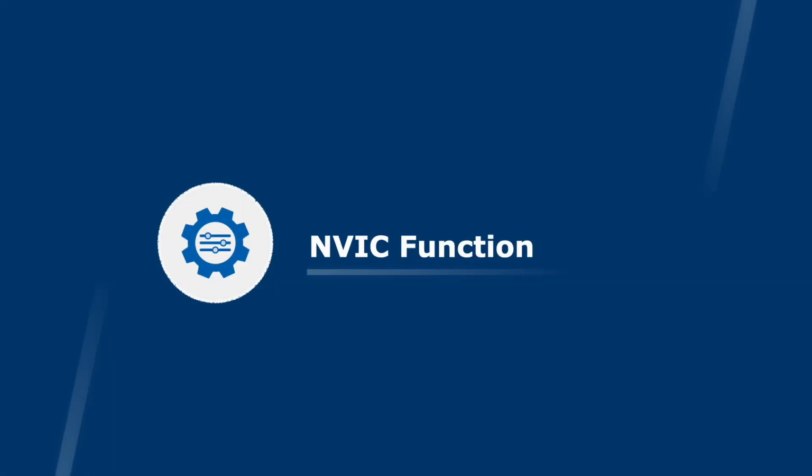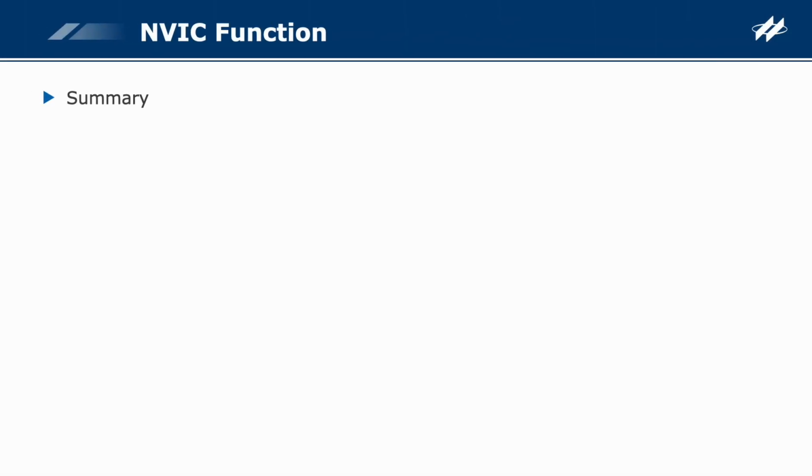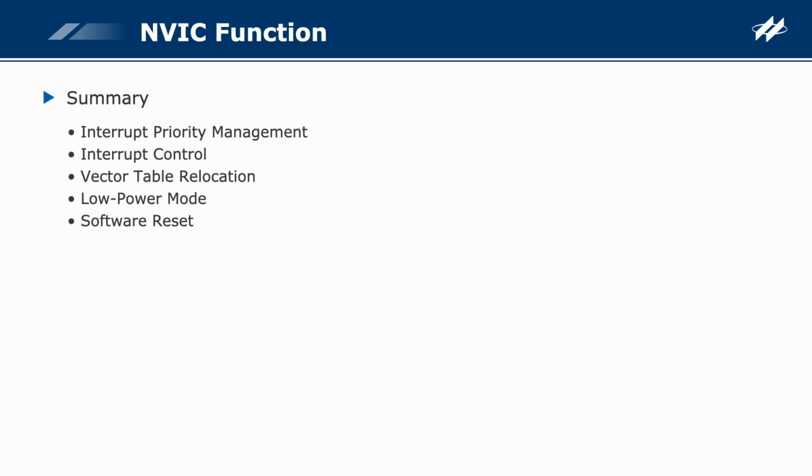NVIC Function. The NVIC's primary functions are summarized as following: configurable interrupt priority, flexible interrupt management architecture, vector table relocation mechanism, supports low power mode, software reset capability.